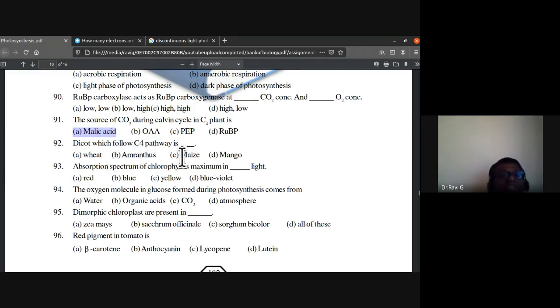Dicot which follows C4 pathway is, so we have wheat, amaranthus, maize, mango. Amaranthus is a dicot plant which follows C4 pathway. 92nd, B is the answer.